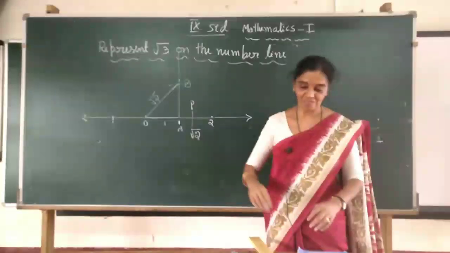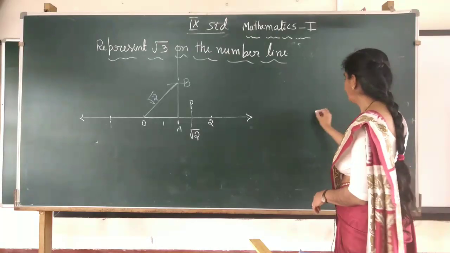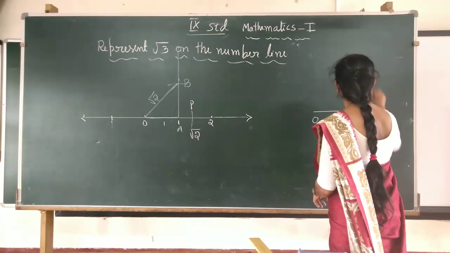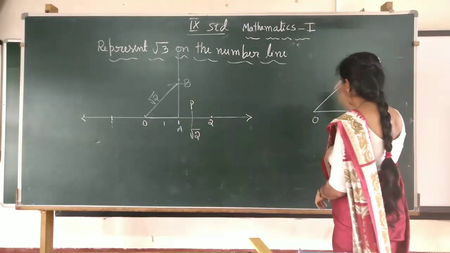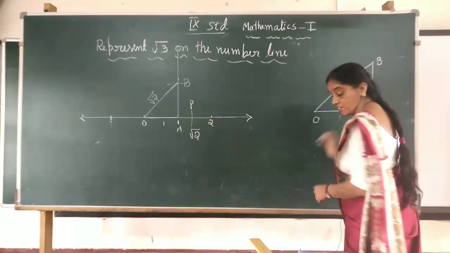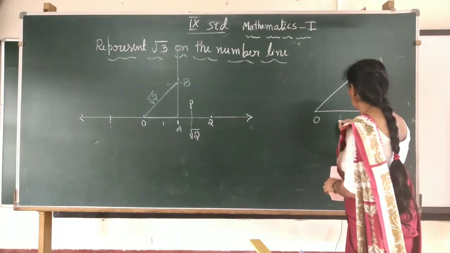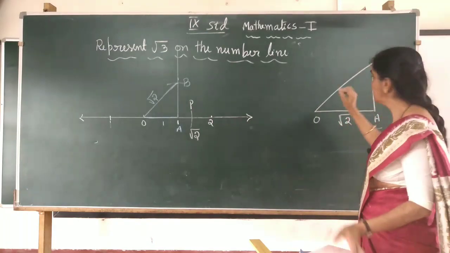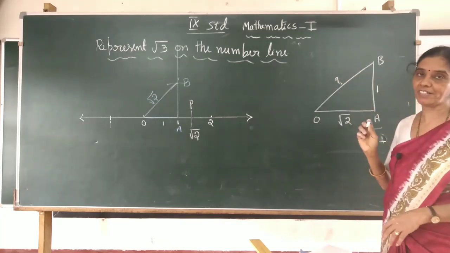Now how to find out? Very simple. Same right angle triangle. The name might be different from the one we did. If I take square root 2 to here, and 1 unit here, now see how much the length of the hypotenuse we will get.